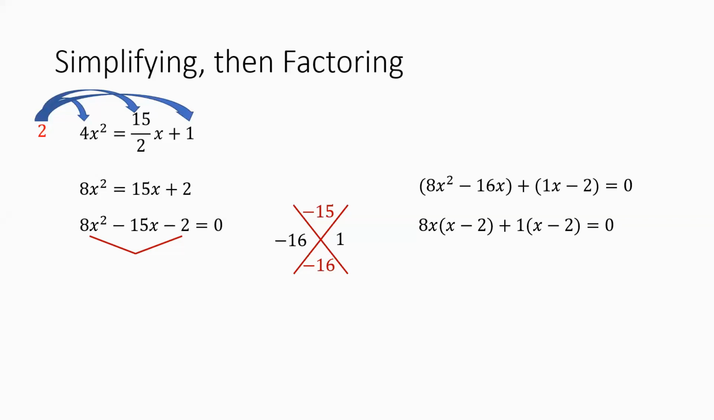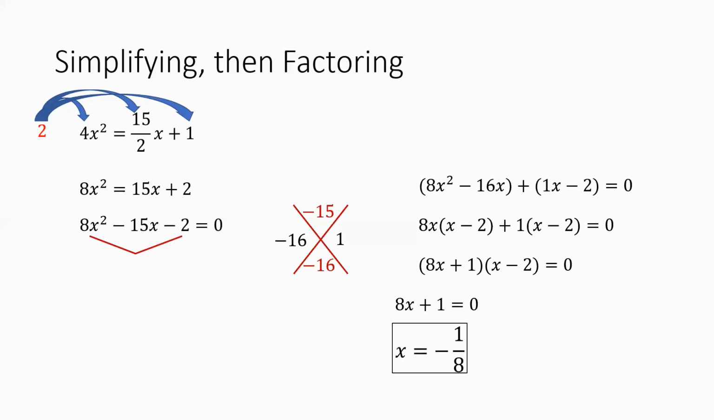And so my 2 factors are going to be the things in front of my matching factors. So 8x plus 1 times my matching factor, x minus 2. And then kind of the big new thing in this section is now we're actually going to solve for x. So I set both parts equal to 0 and solve. 8x plus 1 equals 0. I subtract 1 over, divide by 8.